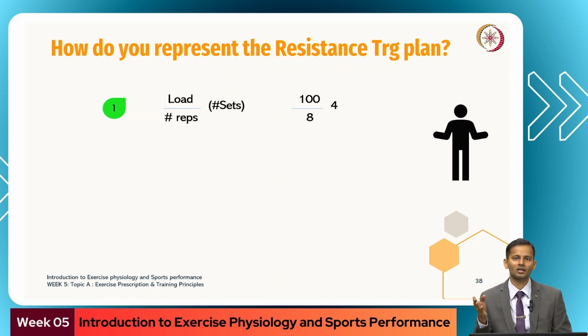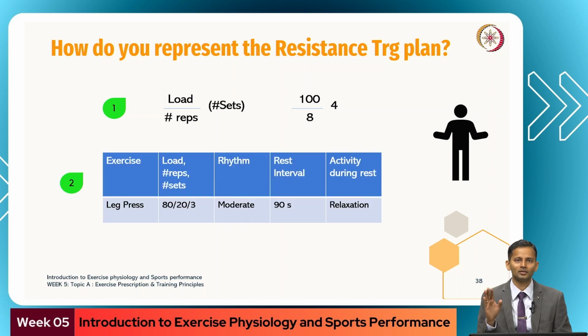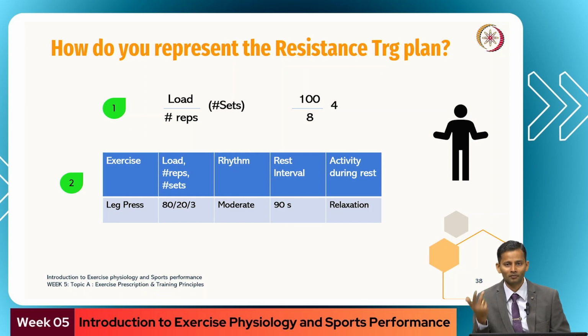So if an individual has to lift 100 kgs and do 8 repetitions and 4 sets, the coach will represent it on the board as 100 by 8 into 4. So that is a common representation of the load that you need to carry or lift during a session in a resistance training program. It can also be represented in the way it is shown in the table, where you also mention the rest interval and the rhythm at which you have to carry.